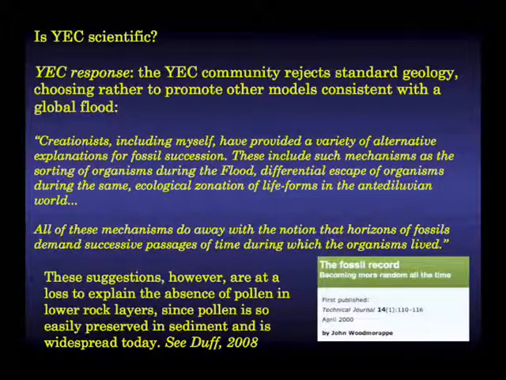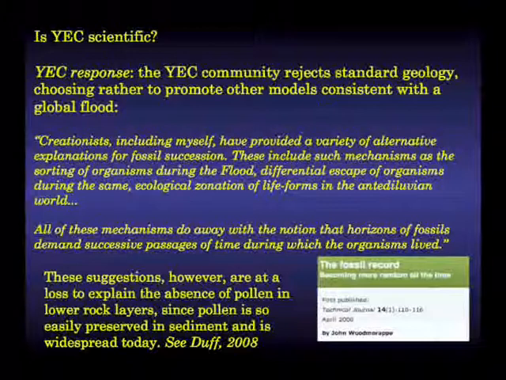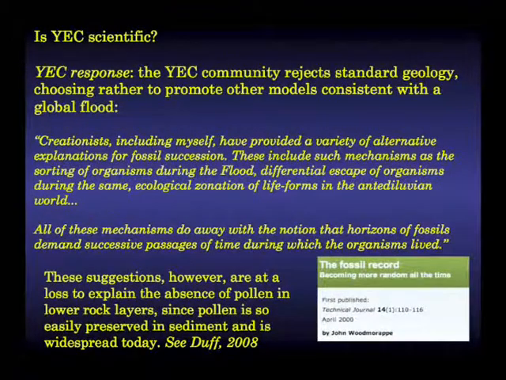And you can see the quote here. It says, all of these mechanisms do away with the notion that the horizons of fossils demand successive passages of time during which the organisms live. Now, there are obviously some challenging issues with that type of model.